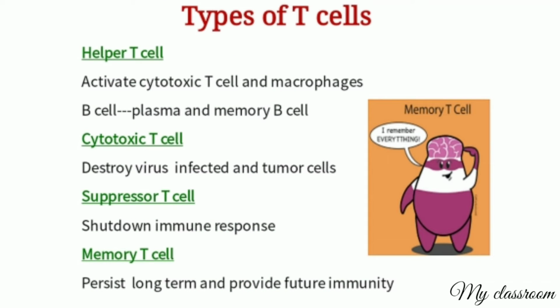Types of T cells. Helper T cell. It activates cytotoxic T cell and macrophages. B cell into plasma cell and memory B cell is produced with the help of helper T cell. Cytotoxic T cell. It destroys virus infected cells and tumor cells. Suppressor T cell. It shuts down the immune response. Memory T cell. It persists long term and provides future immunity.